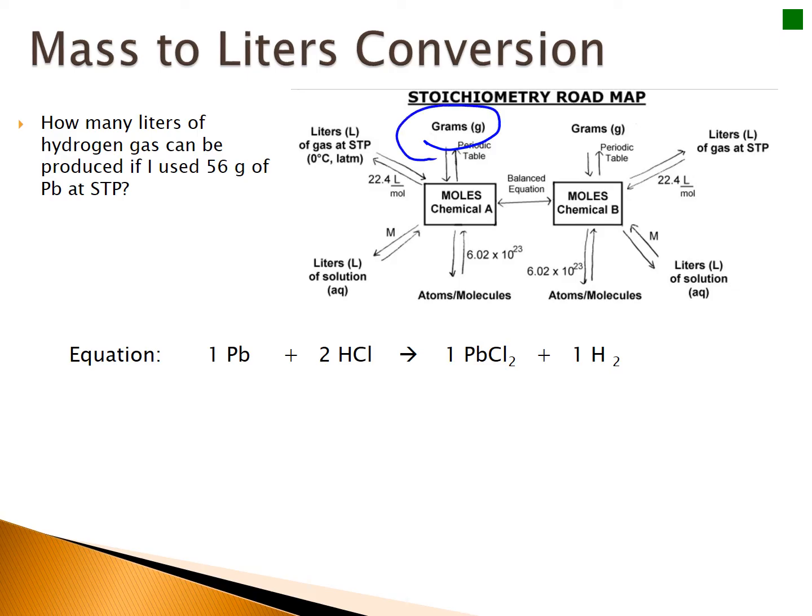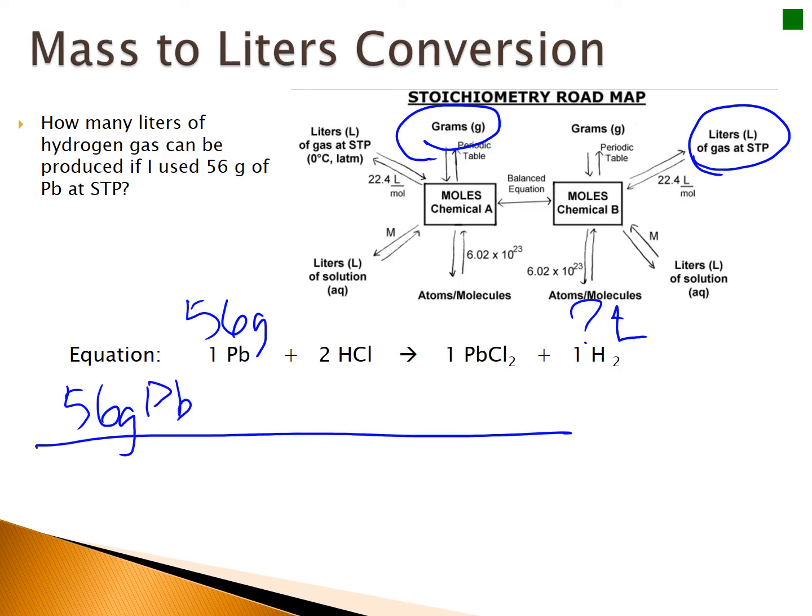So we are going to be using these conversions. First we're going to go to grams, and then we're going to go to liters of a gas at STP. Once again, I'm trying to find liters, and I started with 56 grams of lead. So starting off, I'm going to write 56 grams of lead, and now I need to do my conversion to moles of lead. So I'm going to put 1 mole of lead on top. And how do I do that? I need to use the periodic table and the molar mass, which is 207.2 grams of lead.